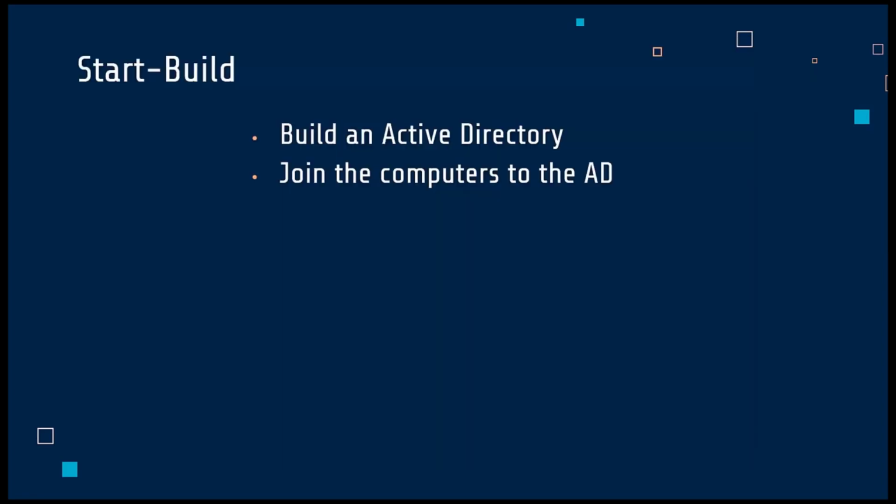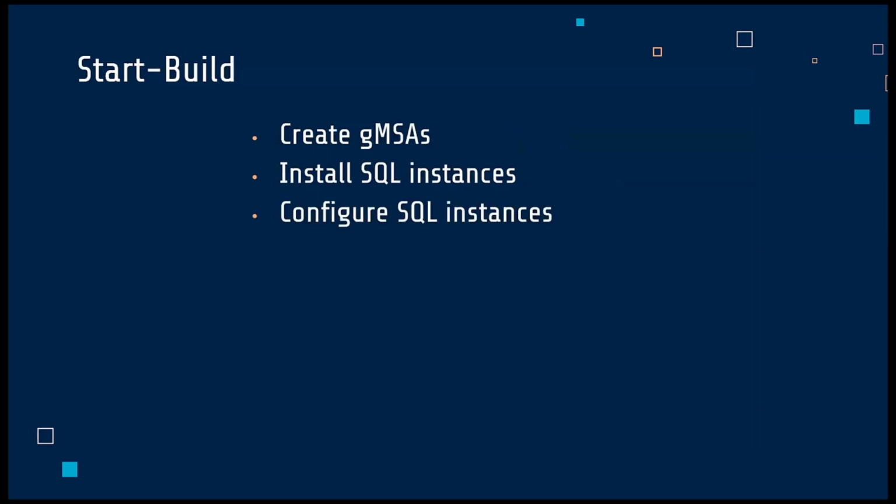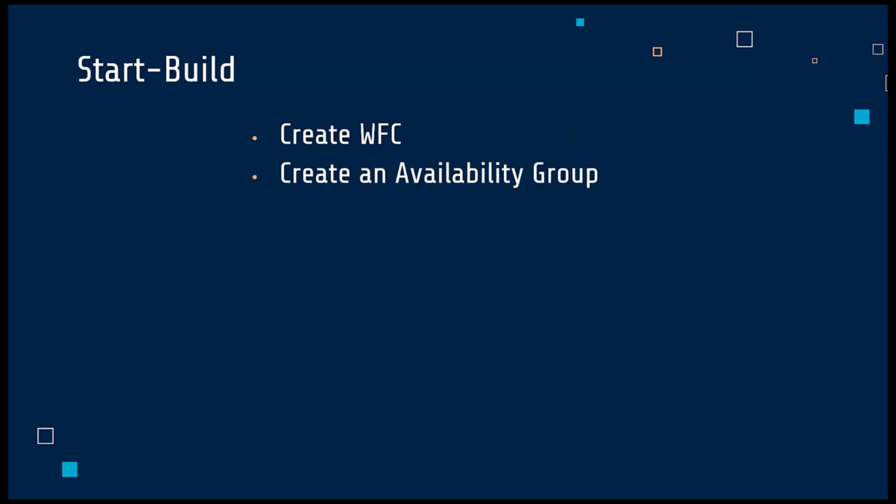So the main activities that we need to perform are to build an Active Directory and join the computers to the Active Directory. I then need to create group managed service accounts, then install SQL instances and configure them. As a last step, I will create a Windows failover cluster, and finally, having that available, we can start creating the availability group.